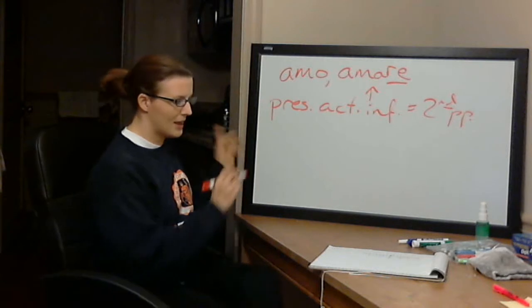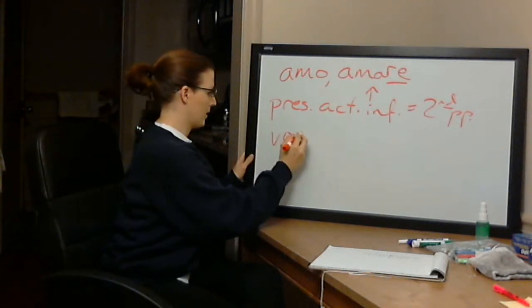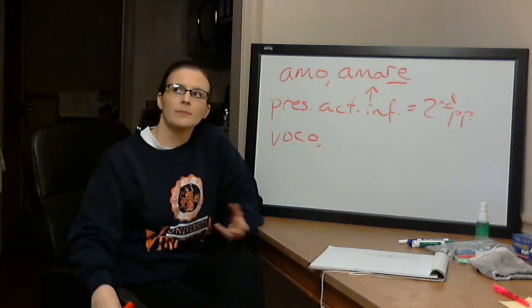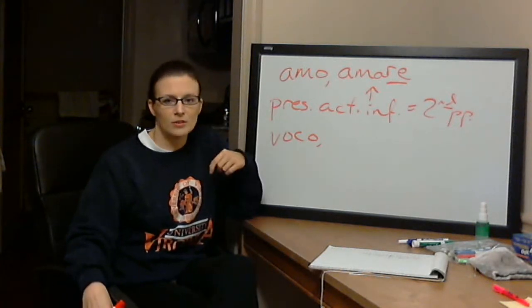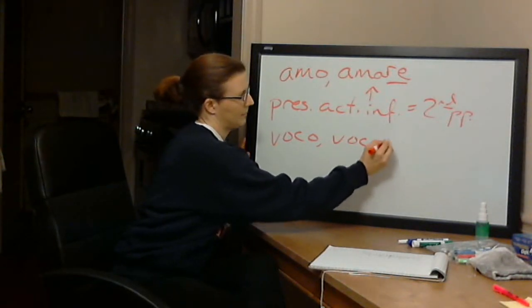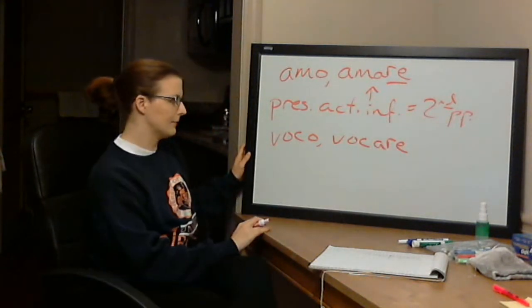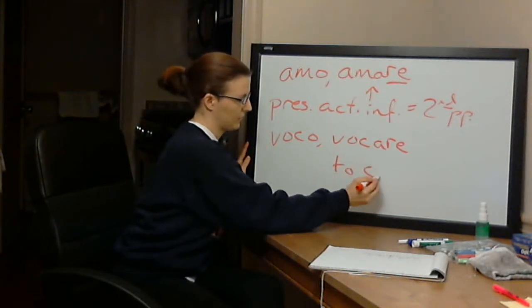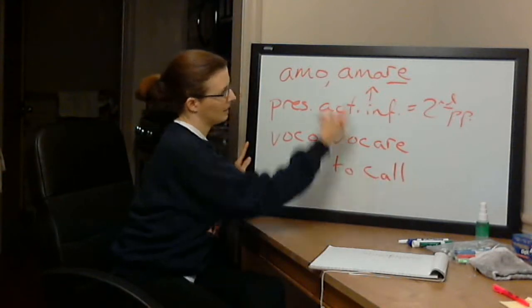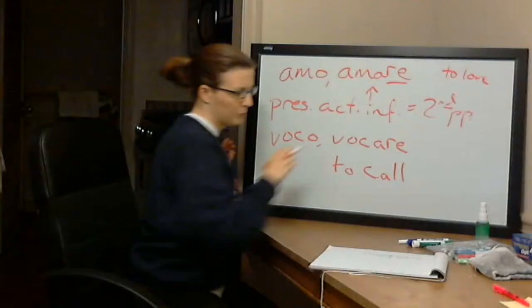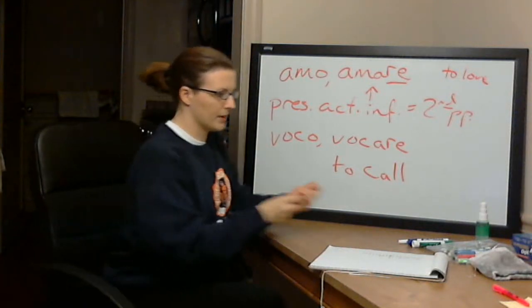So when you have a verb like voco, what's its infinitive? It's present active infinitive. You know voco is a first conjugation verb, so it's going to have that same voc- stem and that same -are ending. And to translate this, of course, you just translate it to whatever the verb means, this time to call. Up here, of course, to love. And that's pretty basic and pretty straightforward.